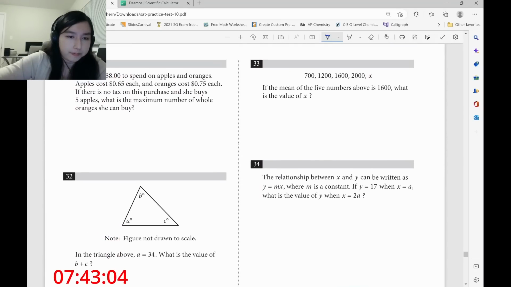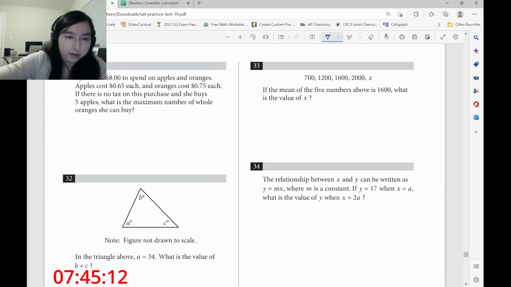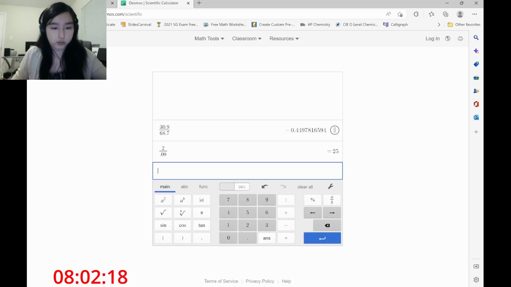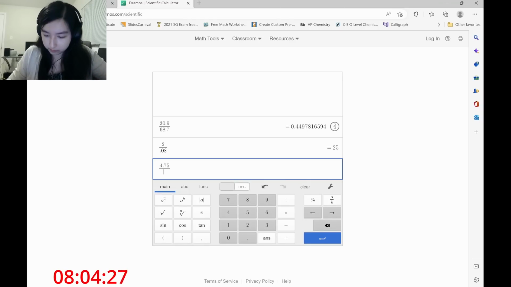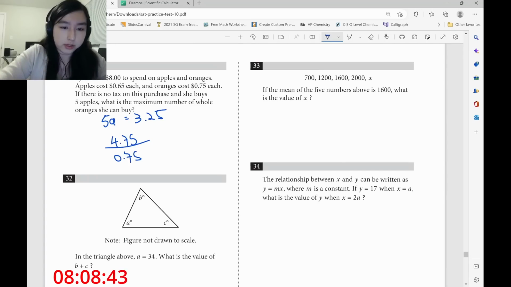Alright. Then there's $8 to spend on apples and oranges. Apples cost this, oranges cost that. 5 apples is going to cost $6.50 times 3, $3, $23.25. So she has $4.75 left to spend. Divide by 0.75 to see how much we have. 4.75 divided by 0.75. She can buy 6. She can buy 6 oranges.